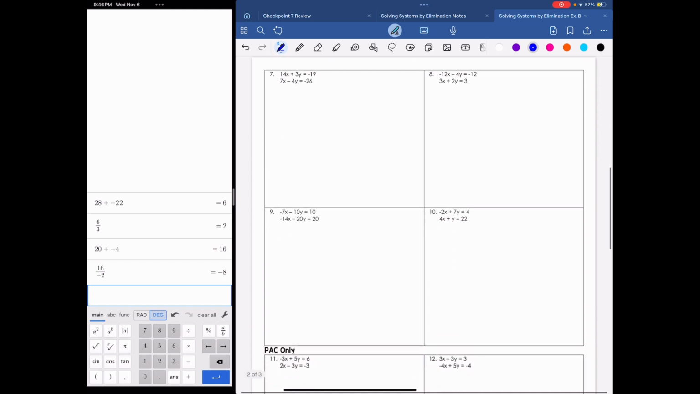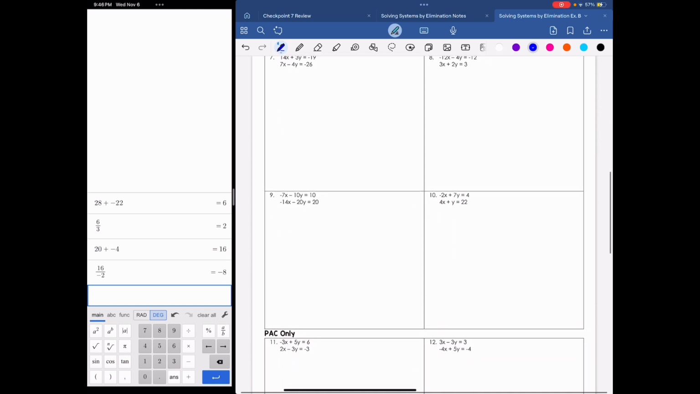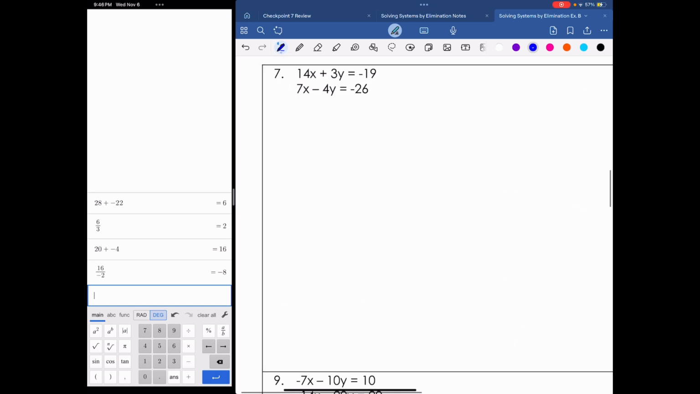Let's go ahead and move on. Let's go ahead and take a look at number 7. So, looking at number 7, I noticed that both of my equations are in standard form. We have xy equals my number, and then xy equals my number. So now I have to check to see if I have opposite coefficients. 14x and 7x are not opposite coefficients of each other. And 3y and -4y are also not opposite coefficients of each other.